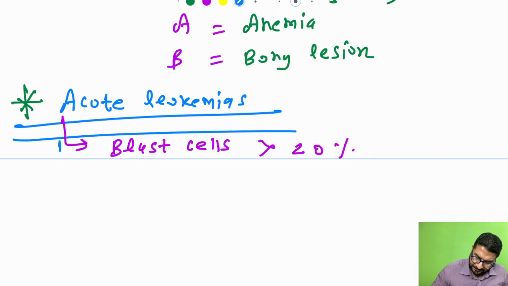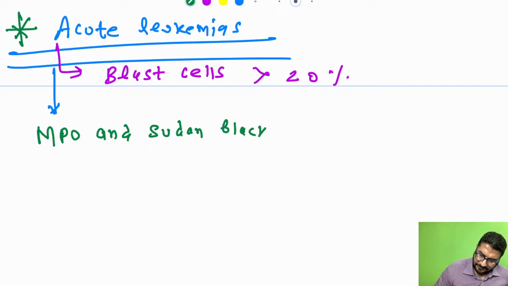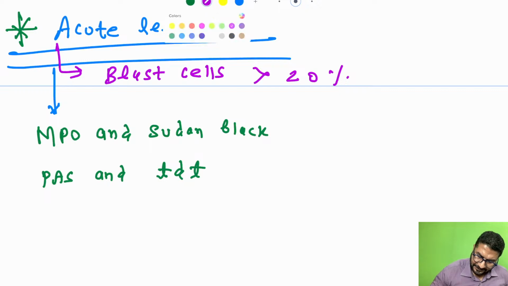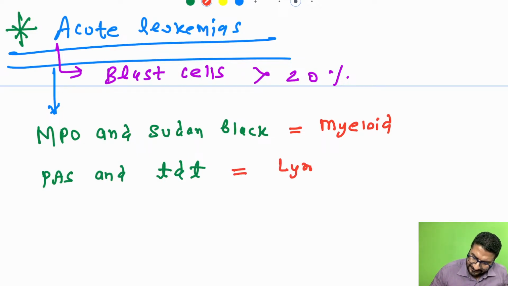The second approach is simple. If cells are stained for MPO or Sudan black, or these cells are stained for PAS and TDT, try to understand this. Suppose blast cells are given as more than 20%. If stained by MPO or Sudan black, then it's a myeloid leukemia, meaning the M one, meaning AML. If it is positive for PAS and TDT, then it is lymphoid leukemia.